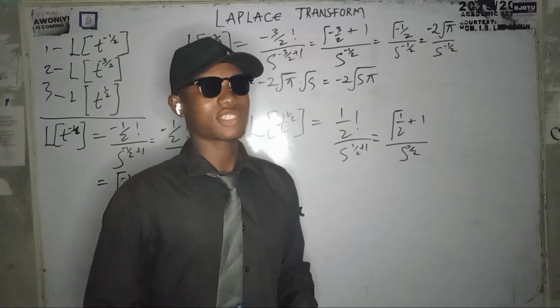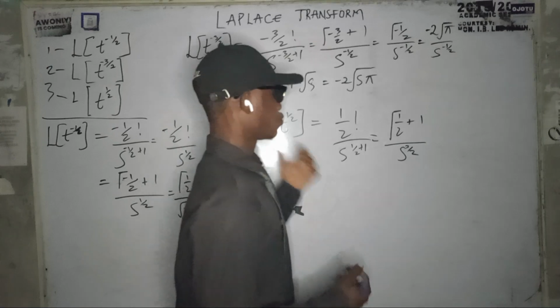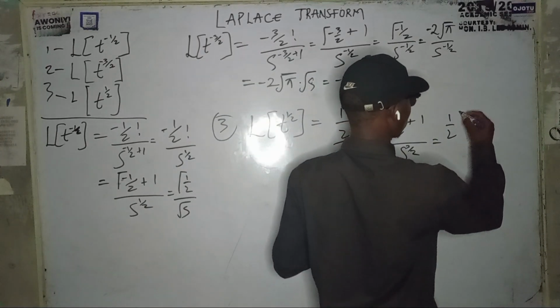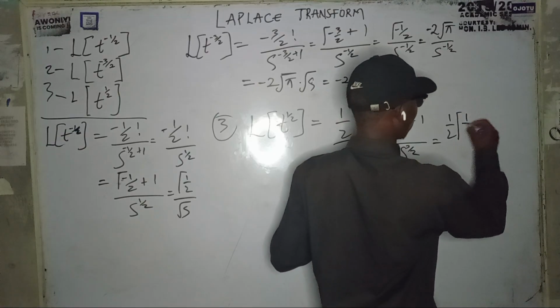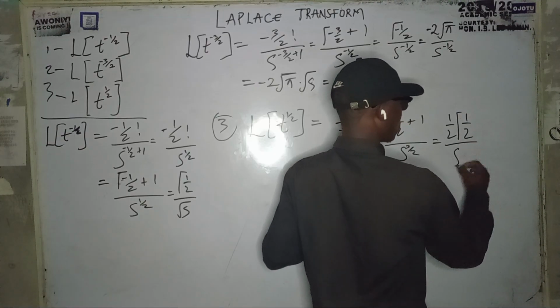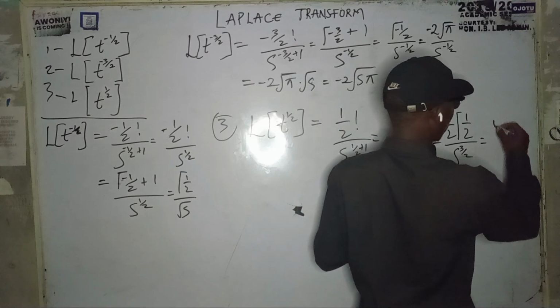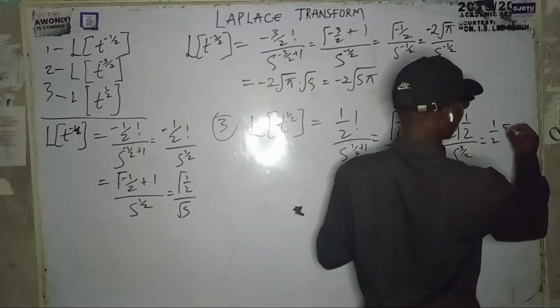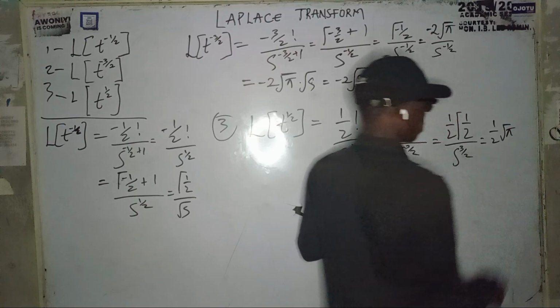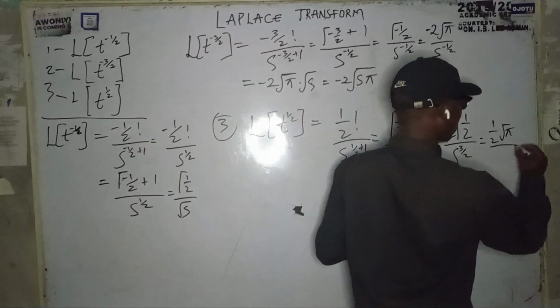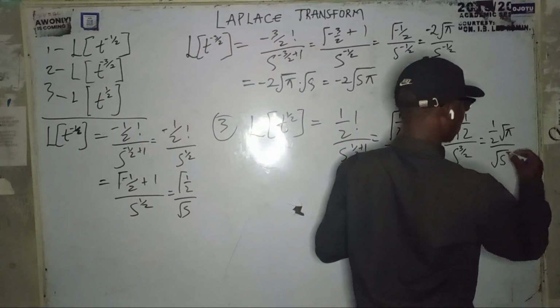We need to express this in terms of 1 over 2. So we just use our method, and this is going to give us 1 over 2 times the gamma function of 1 over 2 over s power 3 over 2. This is equal to 1 over 2 root pi, since the gamma function of 1 over 2 is root pi, then over the square root of s cubed.